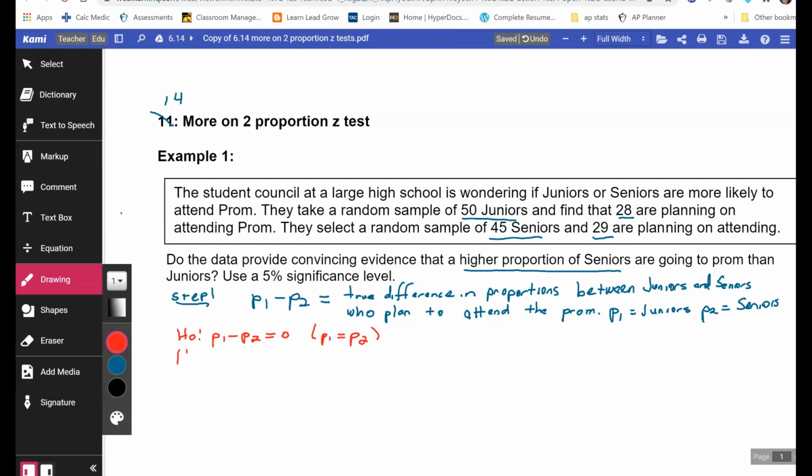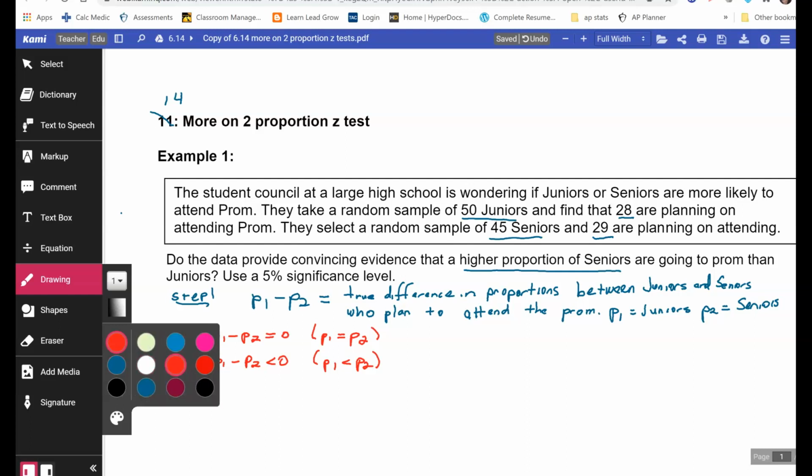The alternative hypothesis, in this case, since P1 represents the proportion of juniors, by the way I've defined it, and I'm looking to see if there's a higher proportion of seniors versus juniors, then I would expect my difference to be negative, so it's less than 0. Again, another way of rewriting the alternative would be P1 is less than P2. Notice there are no hats in the null or the alternative hypothesis.